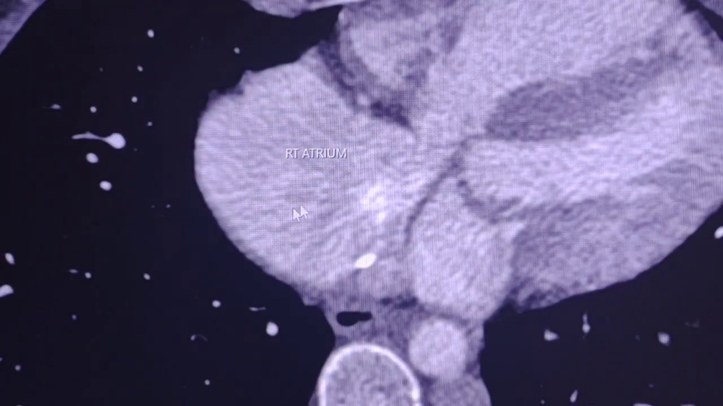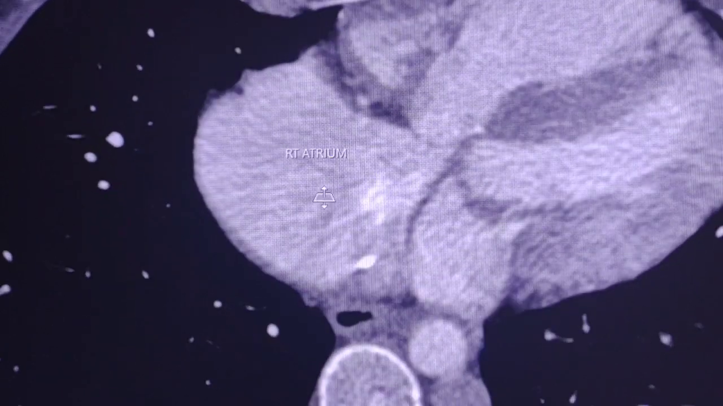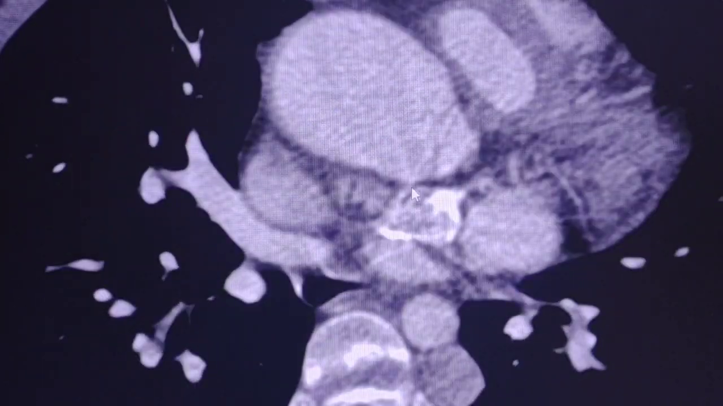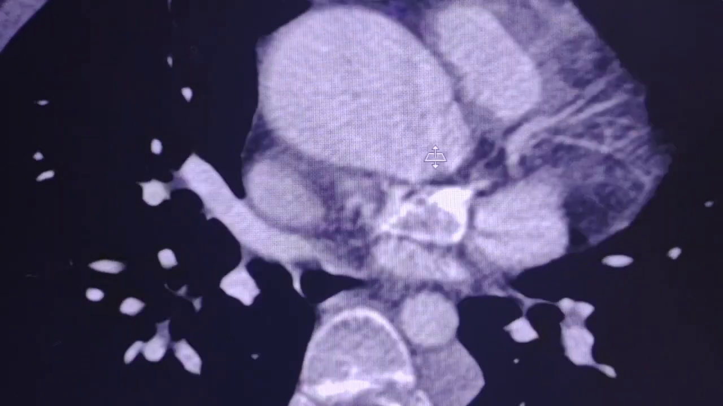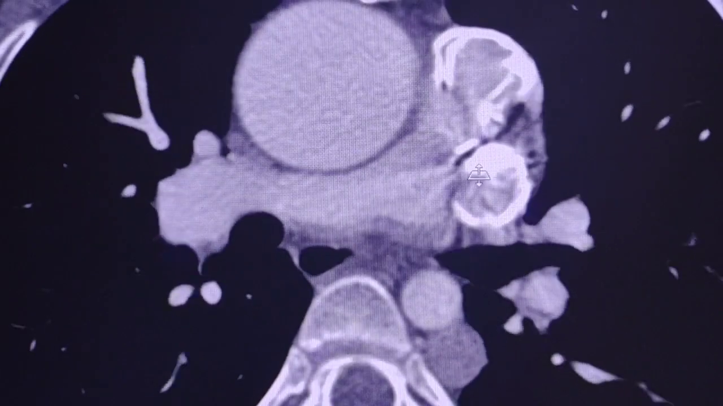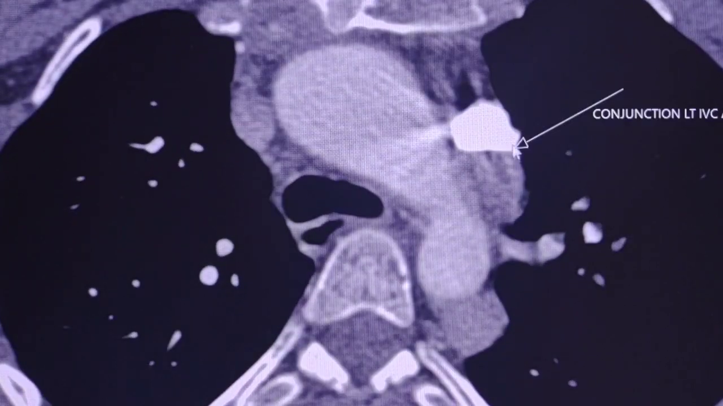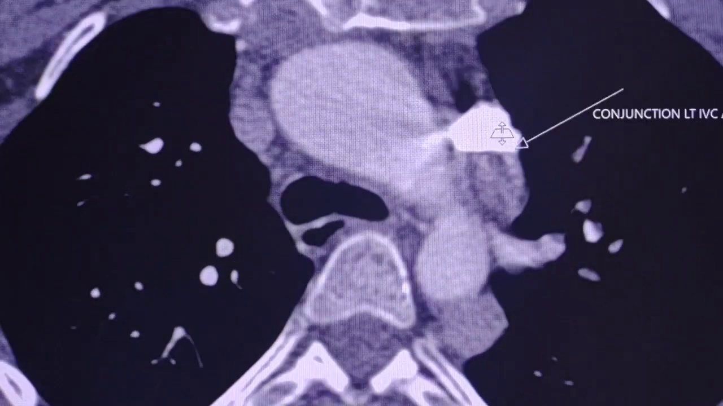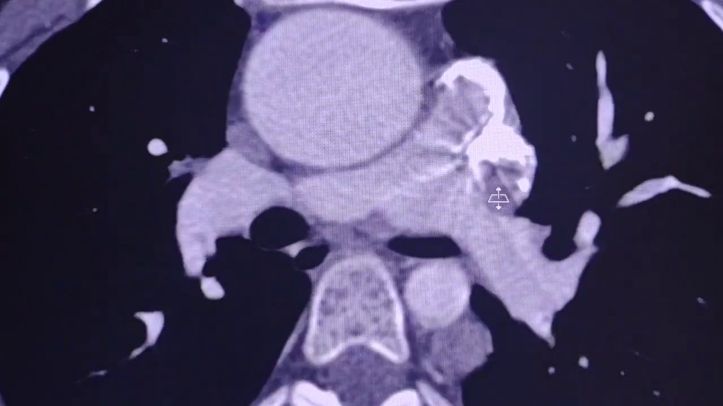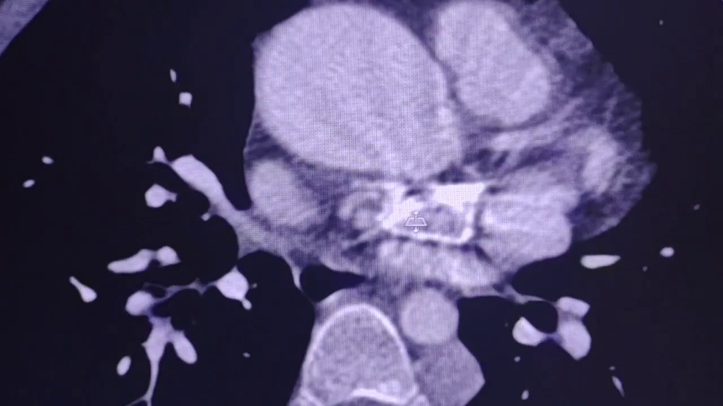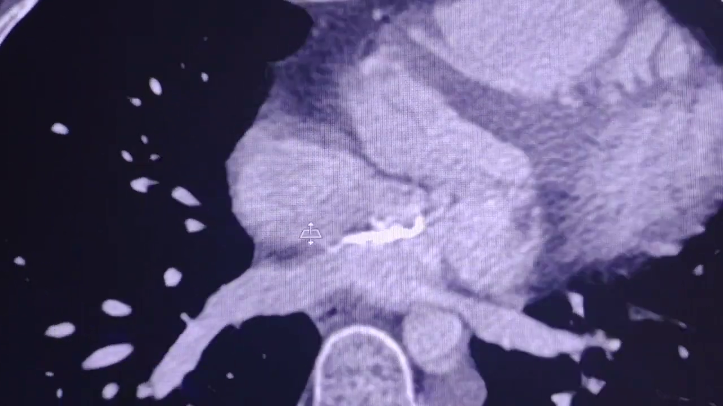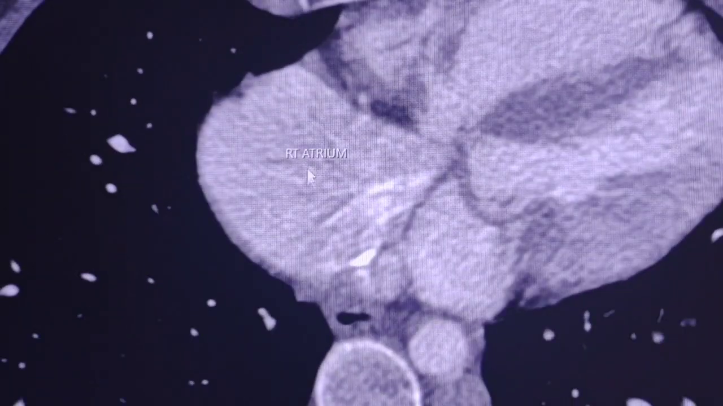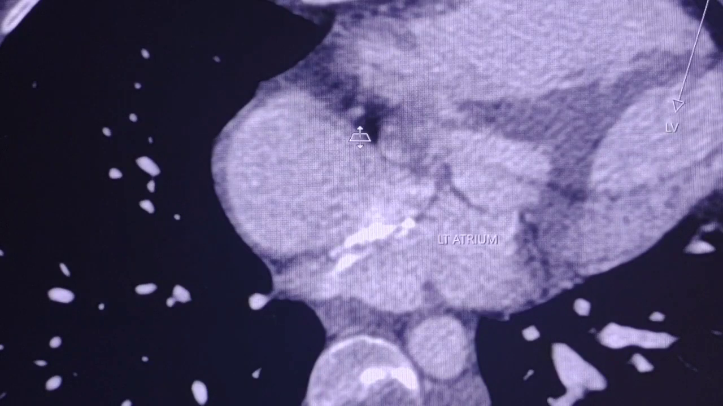At this point, here is the right atrium, and let's follow this structure here, this one, and we can see the conjunction of these veins, the left inferior vena cava and the left innominate vein. So the drainage is going through this structure here down to the right atrium.